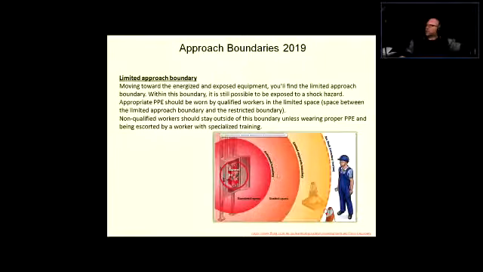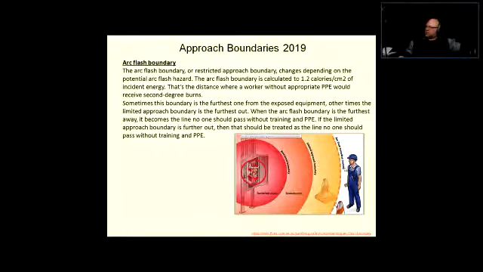All right. Limited approach boundary, here we're talking about the orange level kind of a thing. So it's yellow, orange, and red, right? Moving towards the energized exposed equipment, you will find the limited approach boundary. Okay, so here's the limited. All right, so here's the arc flash boundary.